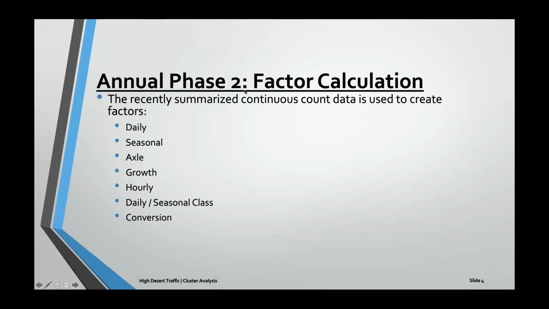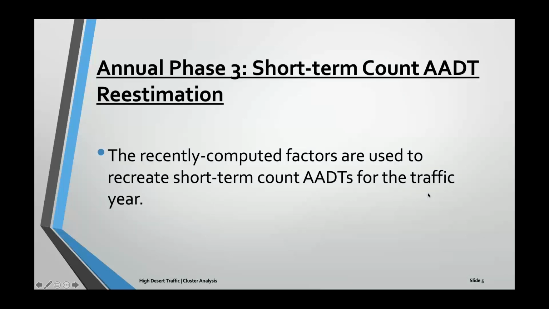So at the end of phase 2, you've created all your factors and you're ready to jump into phase 3, which is an optional phase. You don't have to do this, but it sounds like for 2020, everybody probably should. So after you've just created your factors in phase 2, what you can do is recompute your short-term count AADTs using the factors you just created, right?